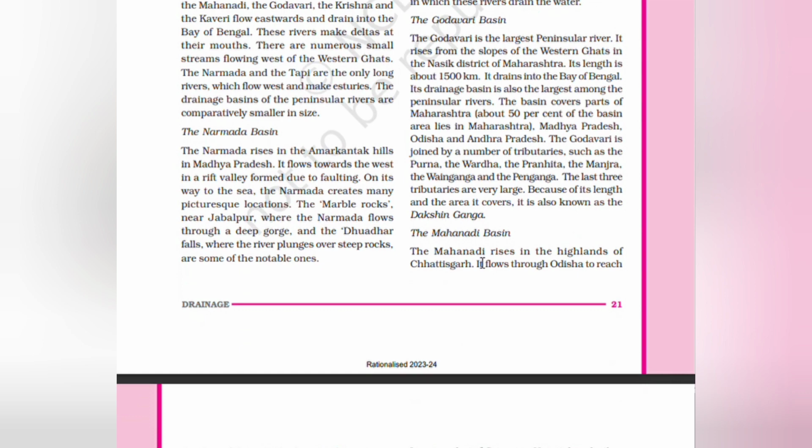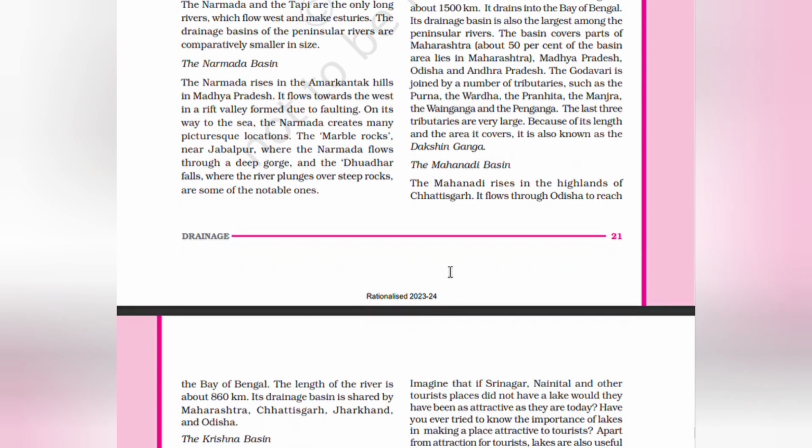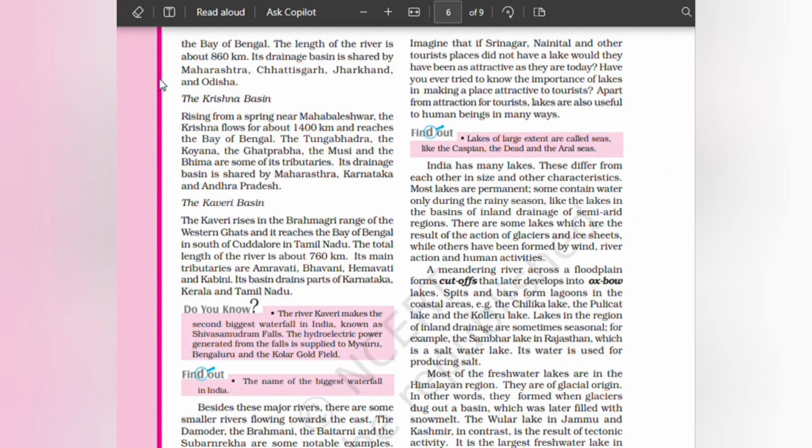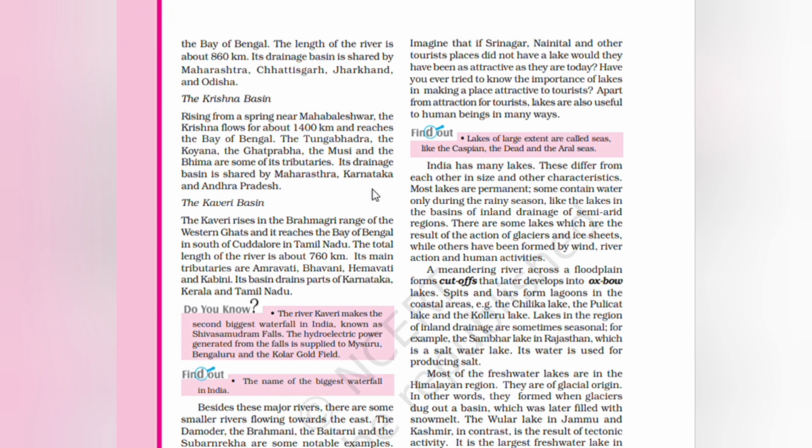Mahanadi Basin. The Mahanadi rises in the highlands of Chhattisgarh. It flows through Odisha to reach the Bay of Bengal. The length of the river is about 860 km. Its drainage basin is shared by Maharashtra, Chhattisgarh, Jharkhand, and Odisha. Krishna Basin. Rising from a spring near Mahabaleshwar, the Krishna flows for about 1,400 km and reaches the Bay of Bengal. The Tungabhadra, the Koyna, the Ghataprabha, Musi, and the Bhima are some of its tributaries. Its drainage basin is shared by Maharashtra, Karnataka, and Andhra Pradesh.